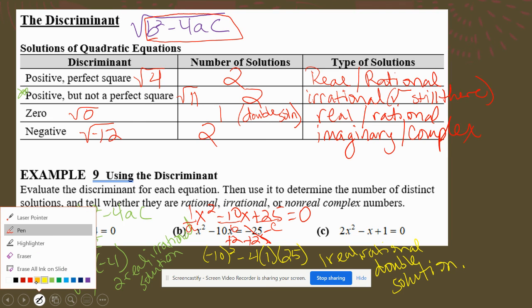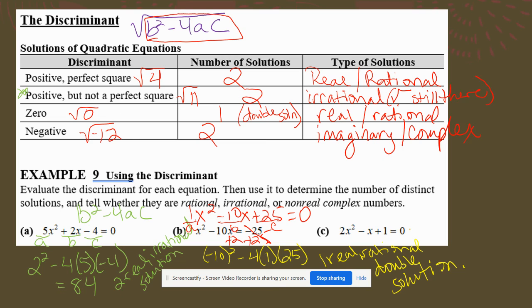For example C, it's equal to 0. It's in standard form. We have a, b, and c. b is negative 1, so negative 1 squared minus 4 times 2 times 1 gives us negative 7. So that means there are going to be two imaginary complex solutions.